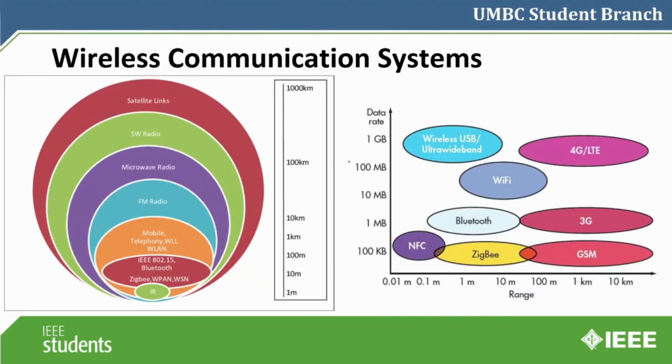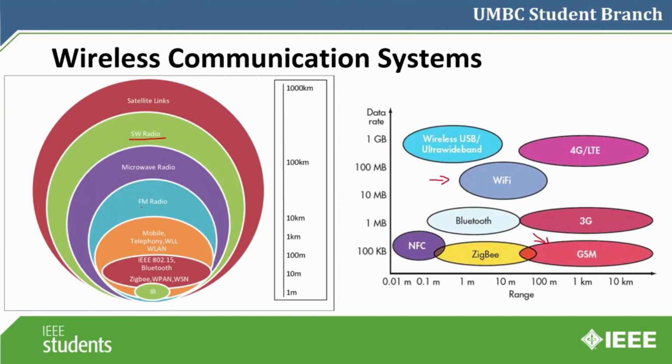So here are some common wireless communication systems. And what we're showing is the distance they can travel and the data rate. And so what we see here is that things that can travel not too far, so Bluetooth and Wi-Fi and such things, have a pretty high data rate in comparison to ones that can travel really far, like satellite links and satellite radios, that would be lower data rates.